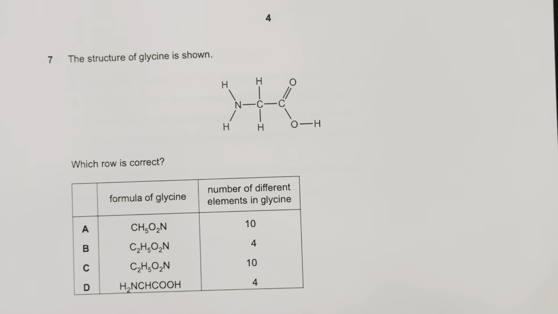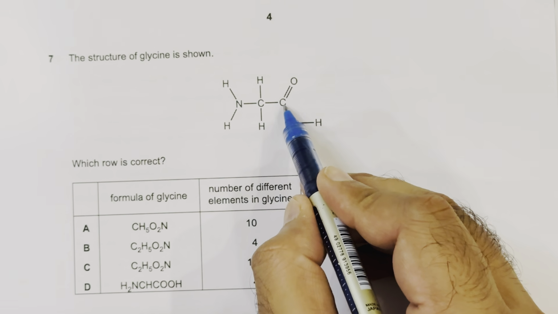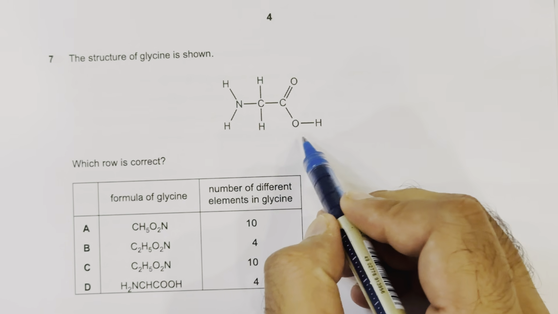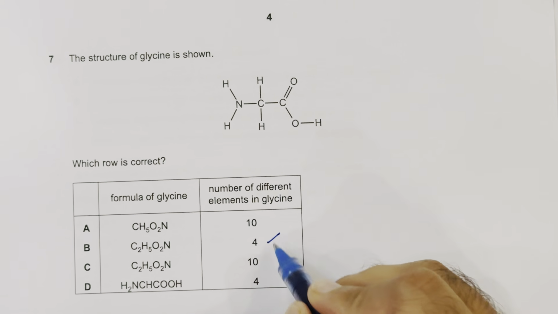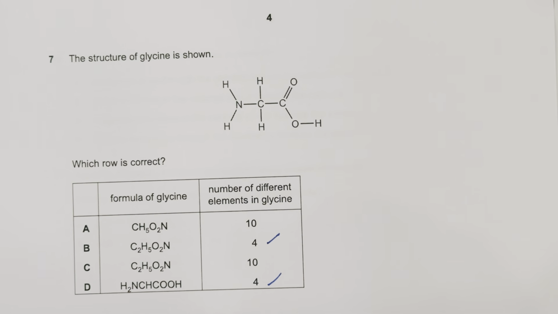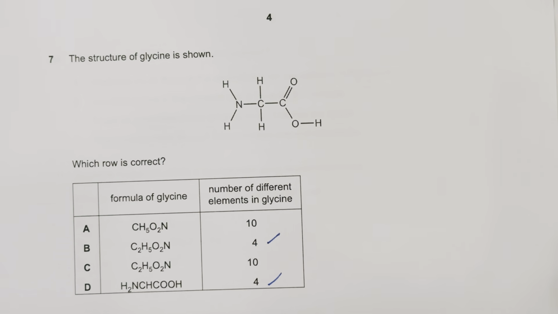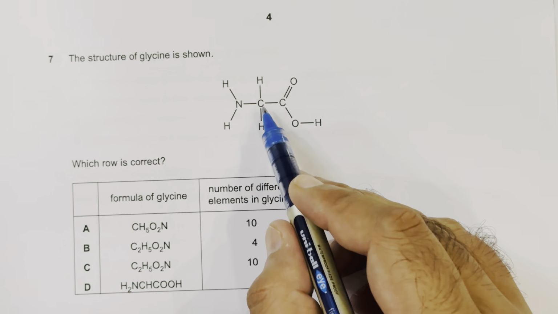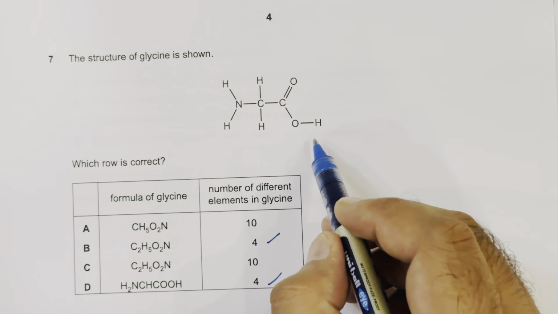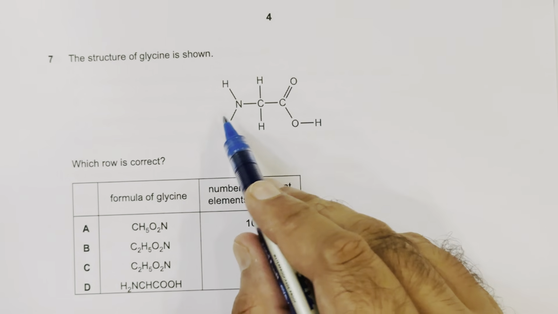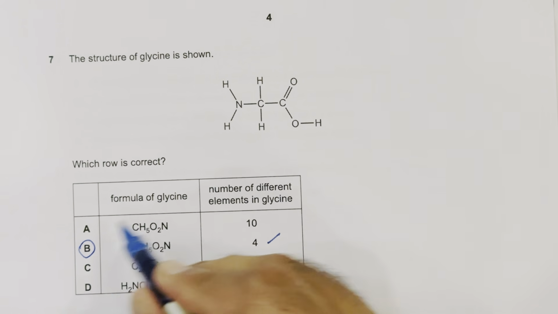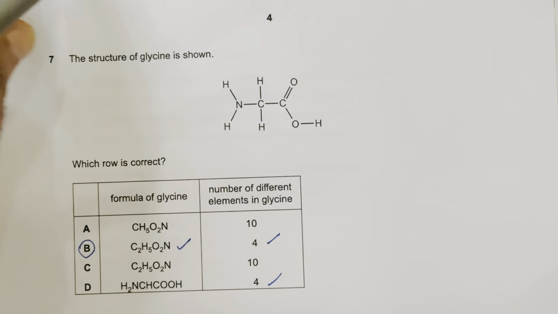Moving to question number 4. The structure of glycerine is shown. Which row is correct for the formula of glycerine and the number of different elements? First we can see carbon, hydrogen and oxygen, so there are 4 different elements. So options B and D are correct so far. Moving to this column, we have to choose between B and D. First, we identify the formula C2 and how many hydrogens are there. There are 5 hydrogen, 2 oxygen and 1 nitrogen. So option B is the right choice here.